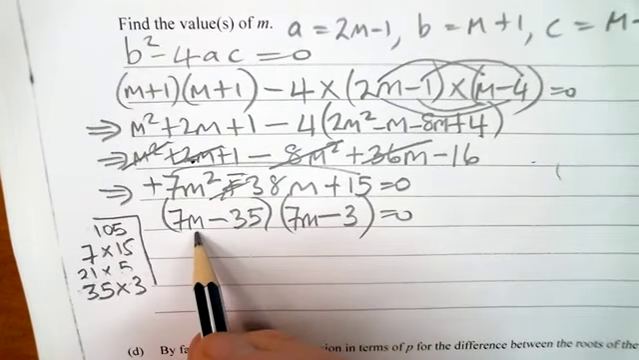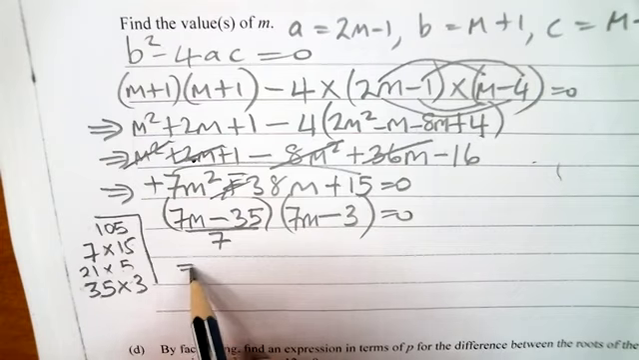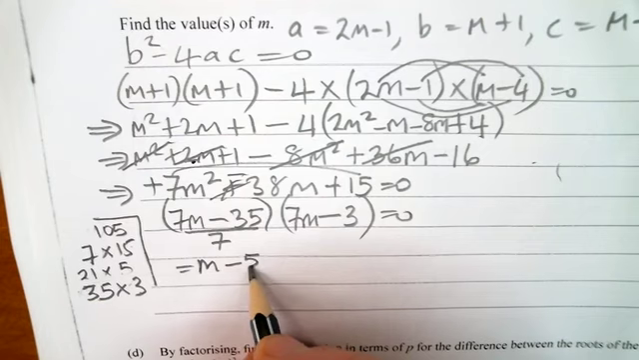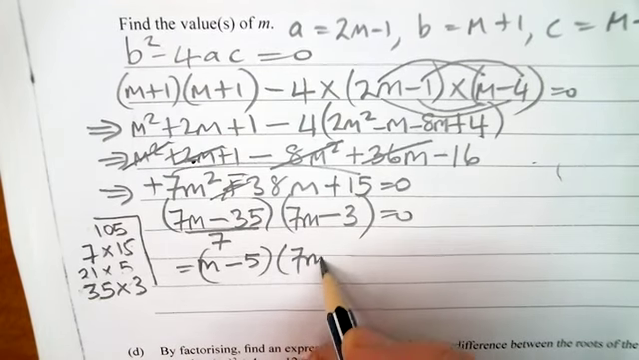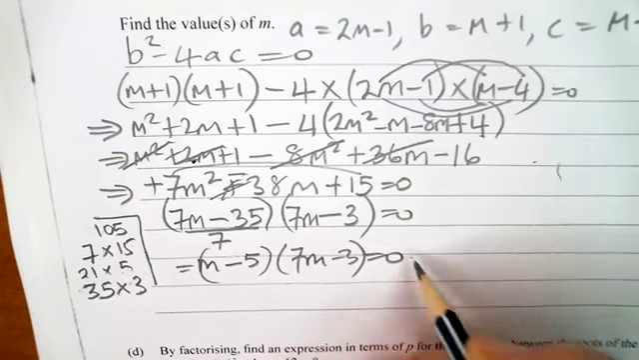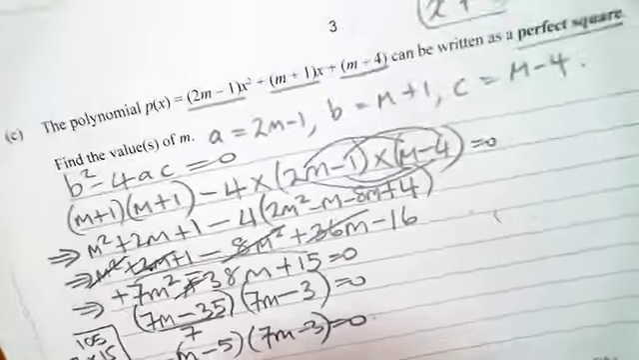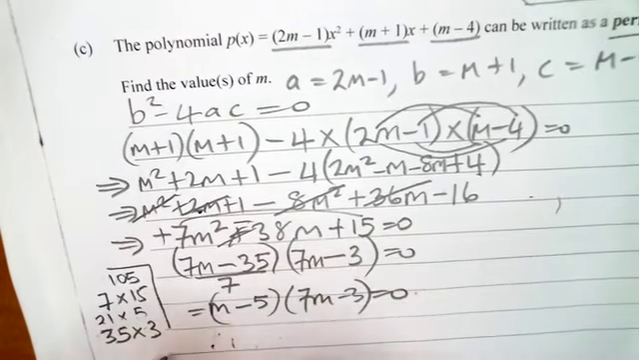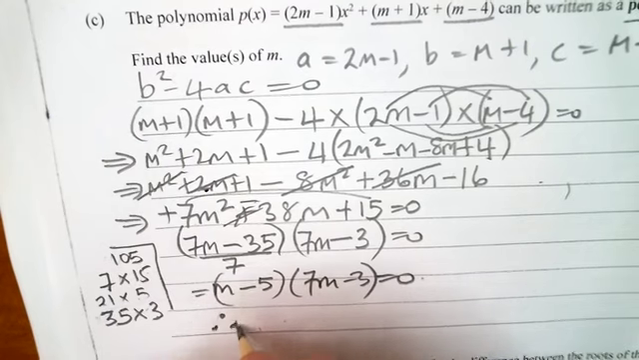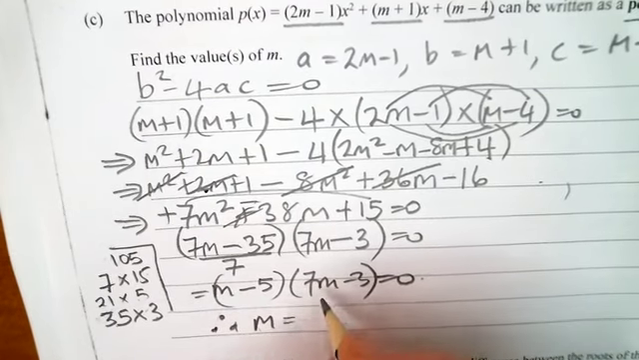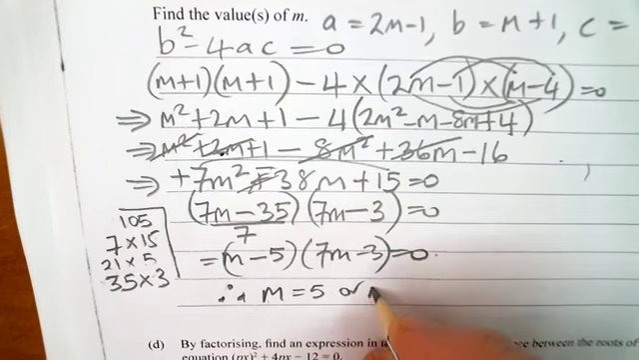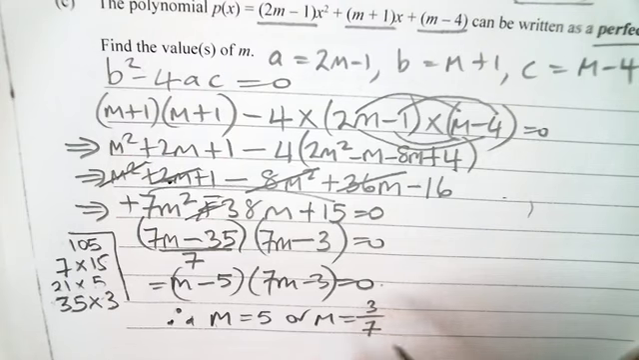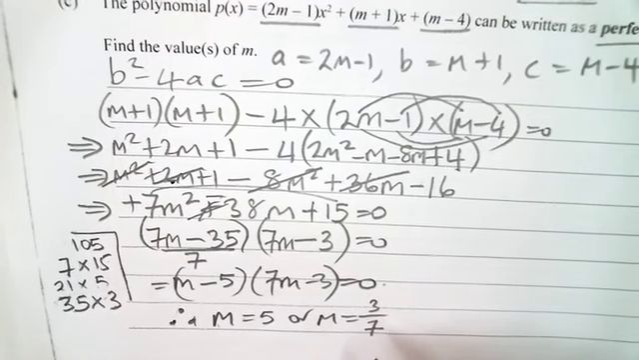I can divide all this by 7. 7 goes into 7m m times, minus that goes 5 times, and I've got a 7m minus a 3 over here is 0. All right. So m, therefore, it's me trying to work it out as I go along. M equals 5, or m is equal to 3/7. So the question now is, are those true?